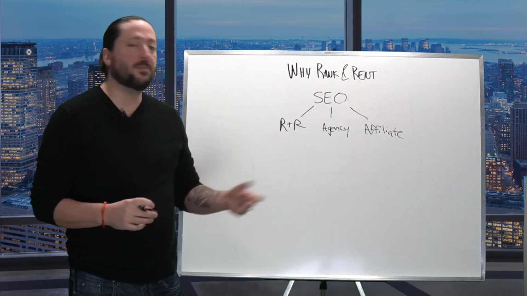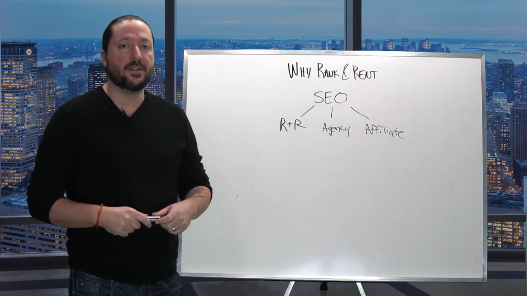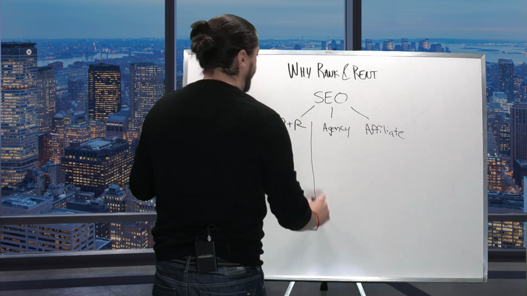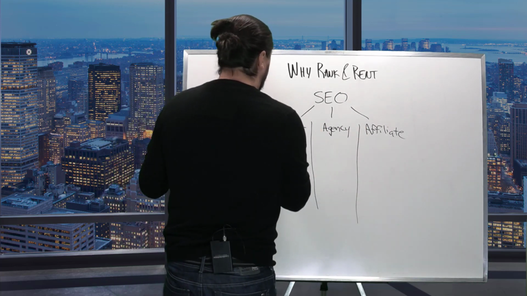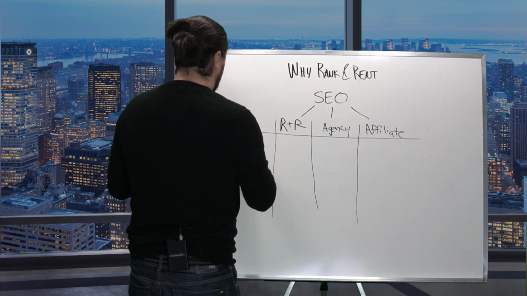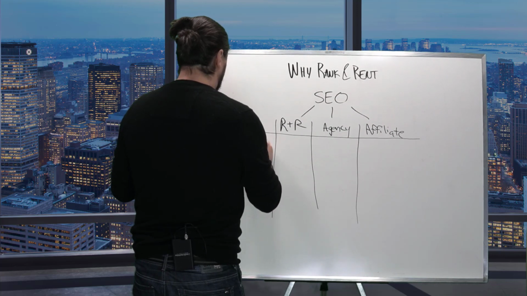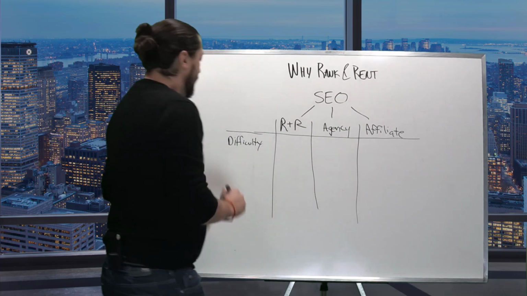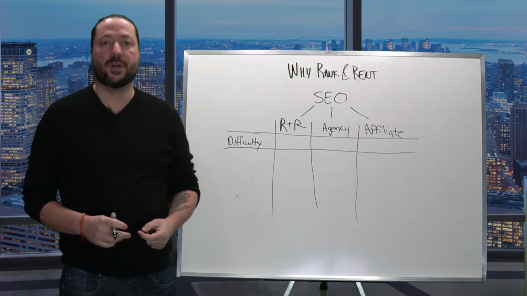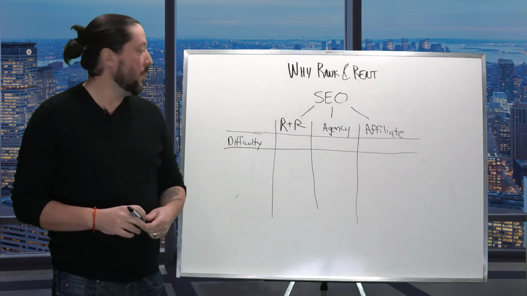So what I want to do is I want to break these down, each of these models, and I want to break these down for you as the person who's doing it. So if we divide these up into categories, the first thing I want to talk about is the difficulty. Difficulty basically is typically how hard is it to do SEO, how hard or easy is it to get a result while you're ranking.